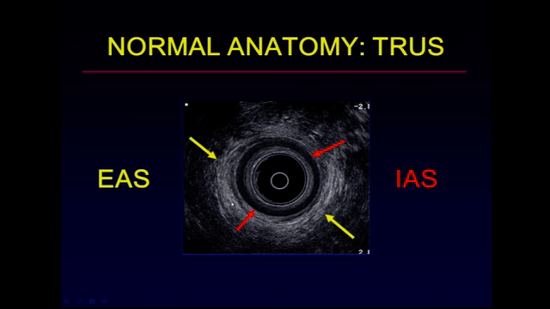I would like to point out that there is some variability in the echogenicity of the external sphincter, and sometimes it can be a little bit more hypoechoic than this, but in general, it is substantially more echogenic than the internal sphincter.